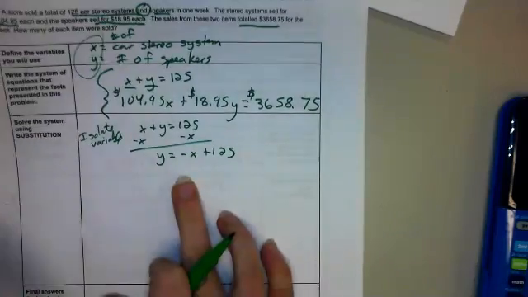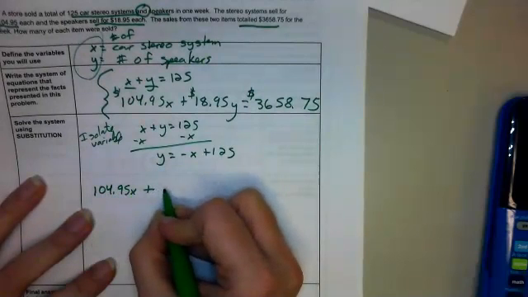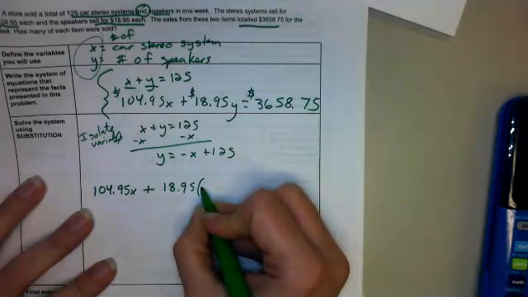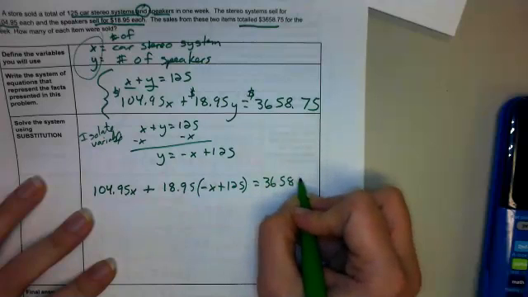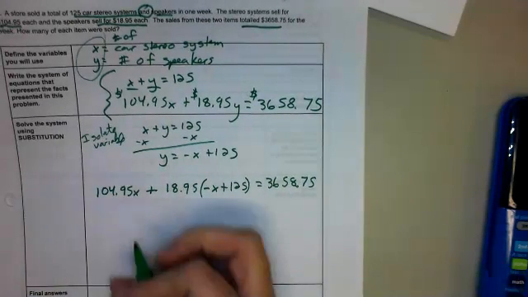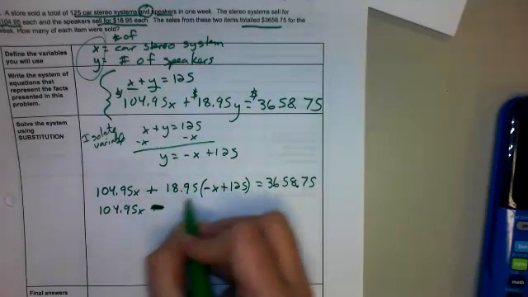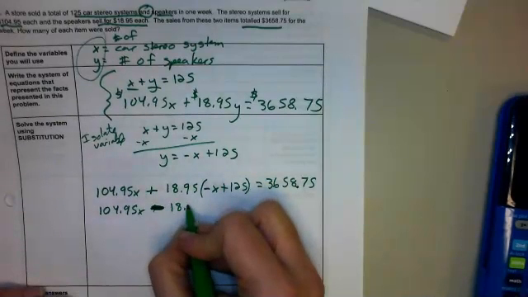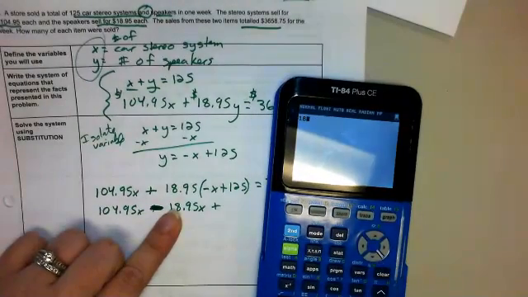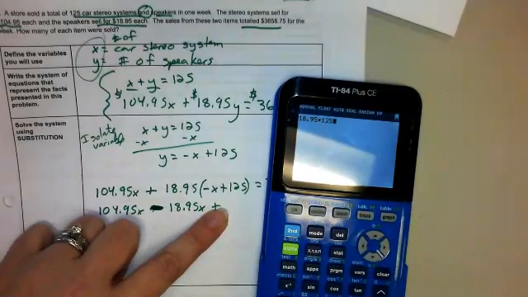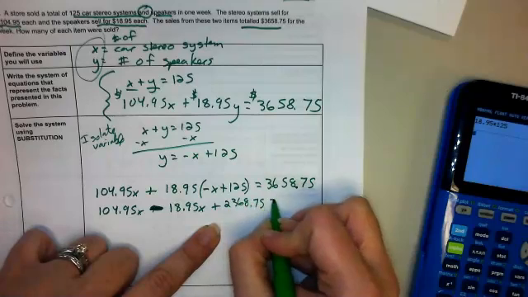Okay, I'm going to substitute that in now. So I've got 104.95x plus 18.95 times negative x plus 125 equals 3,658.75. Well, these are messy numbers. You can absolutely use your calculator on this one. Okay, we're going to use the distributive property. That's going to be a minus 18.95x plus, let's take 18.95 times 125, and we get 2,368.75.